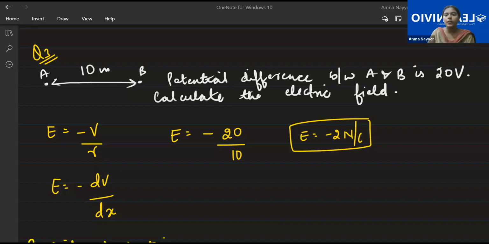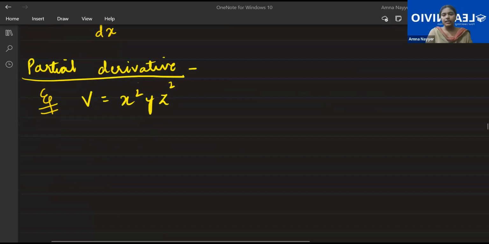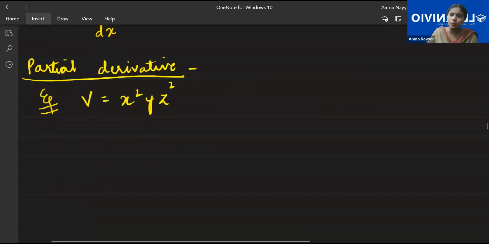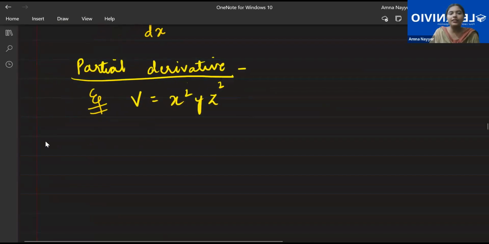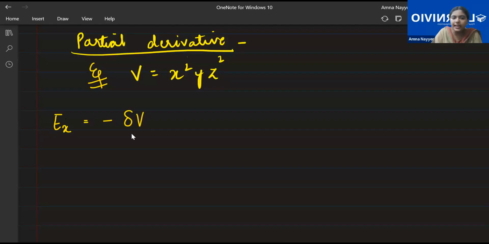Now completed, no? Okay. See, coming to partial differentiation. If you get any question based on partial differentiation, it will mention partial derivatives. Basically, we differentiate each and every component separately. Like, if I want to differentiate the x component, you have minus del v by del x. So what do we do? How is it different from your normal differentiation?